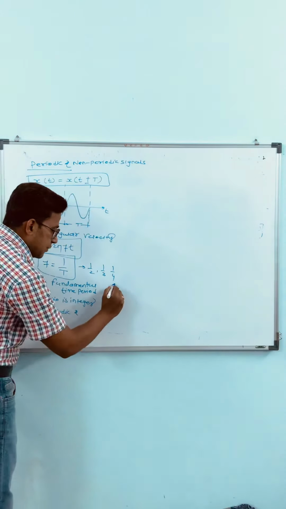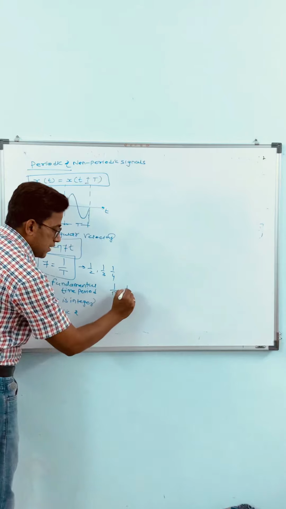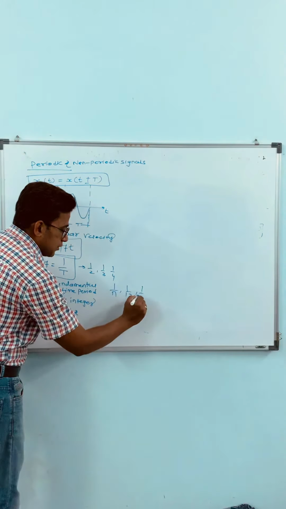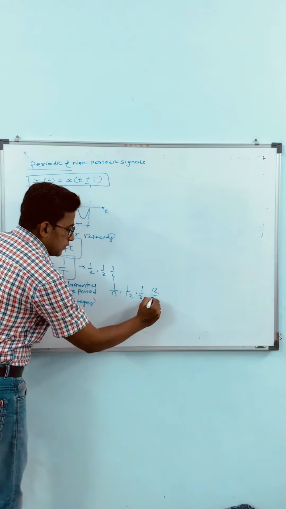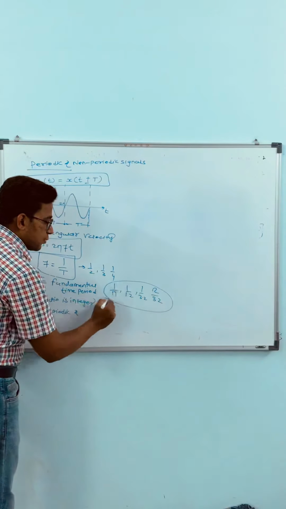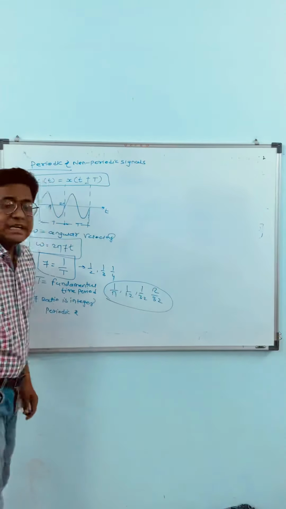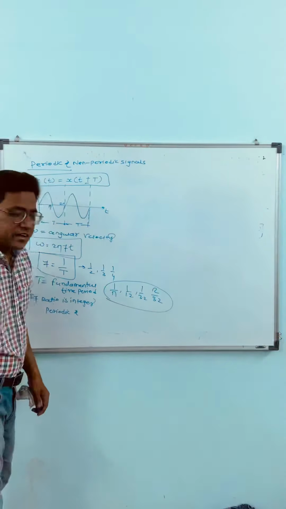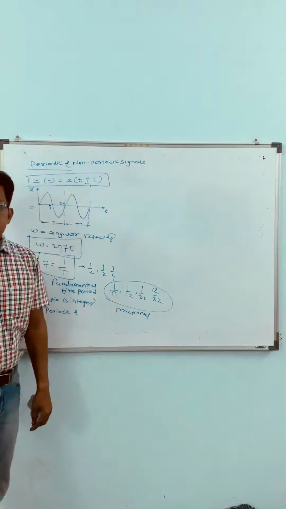If your answer is like 1 by pi, 1 by 1.2, 1 by 3.2, 2 by 1, 2 by 3.2, in this manner, then you can directly say the signal is non-periodic because this ratio will be irrational. In that case, your signal is non-periodic.